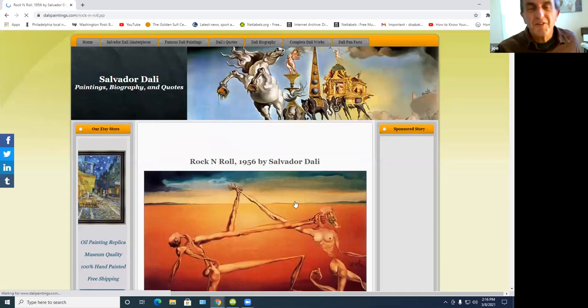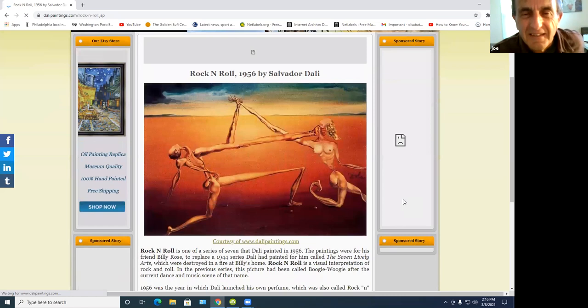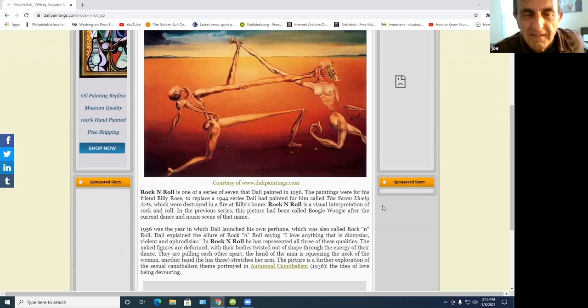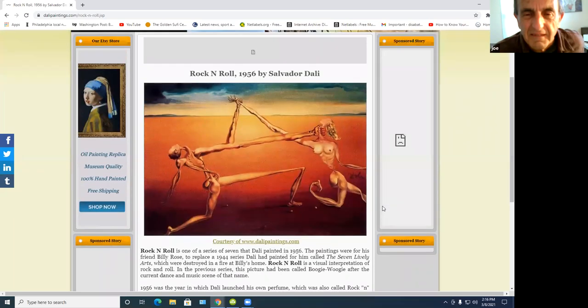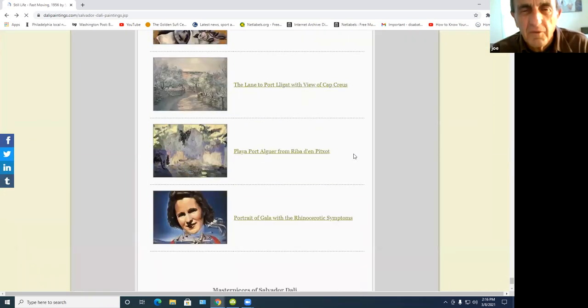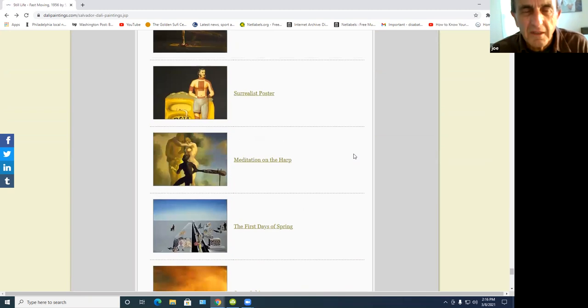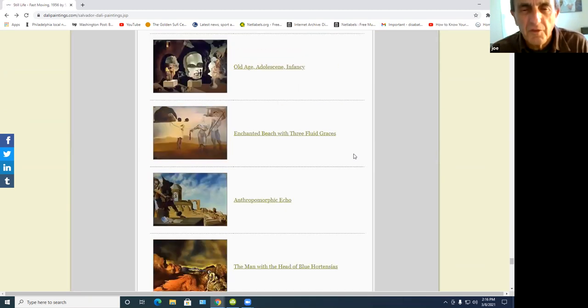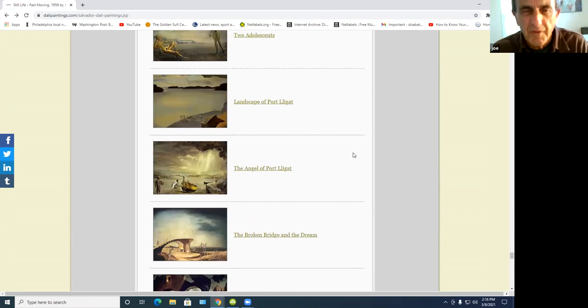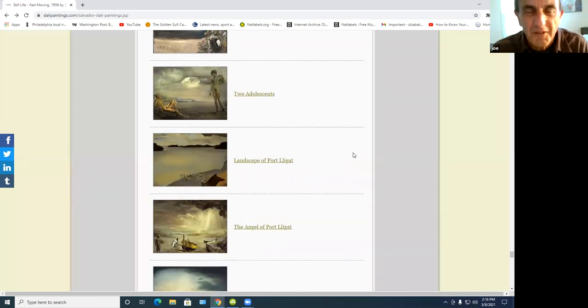Rock and roll, that's a nasty one. I saw this one. All right, so I just want to show you some of these. Again, influenced by unconscious dreams, sexuality, very connected to the tradition of Western painting. He's often referencing paintings or doing his own version, like Picasso, of famous paintings. He loved Velázquez.